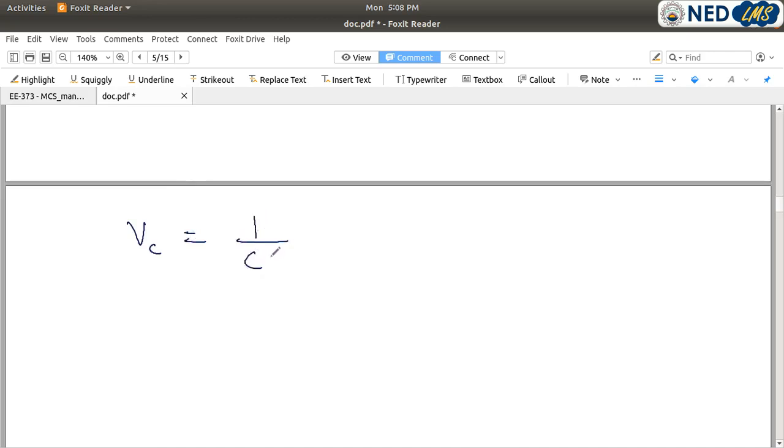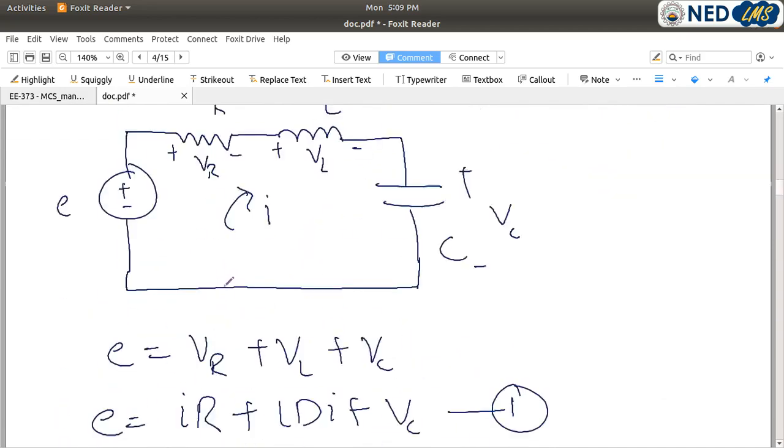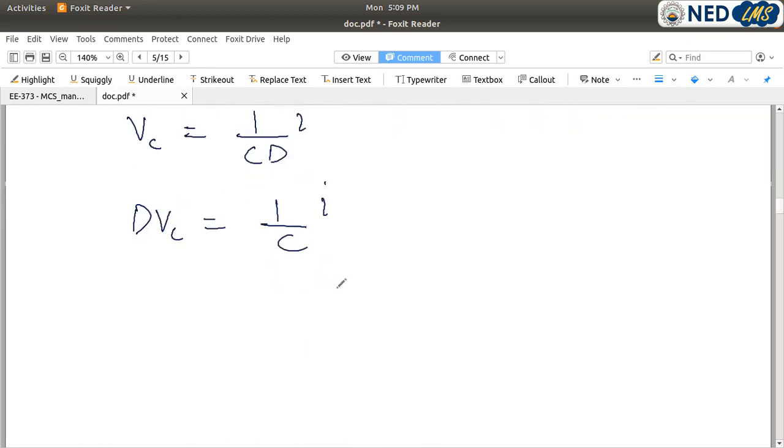is the integration, 1 over D, of I with respect to time. So moving this D to the other side of the equation, it becomes dVc equals 1 over C times i, and Vc is a state variable x1, so dVc becomes x1 dot. So x1 dot is equal to 1 over C times i. This is the second state equation.